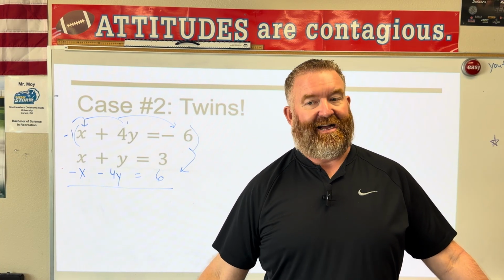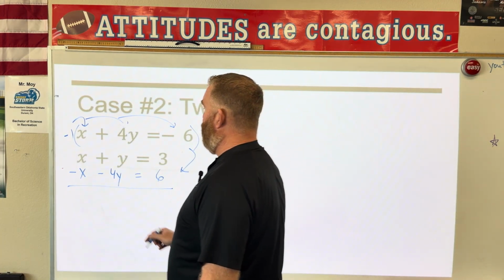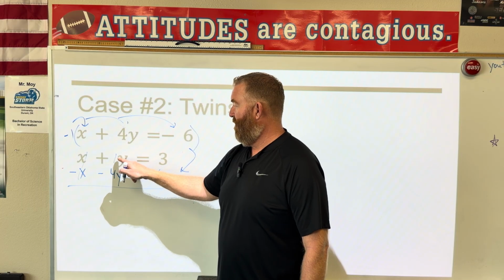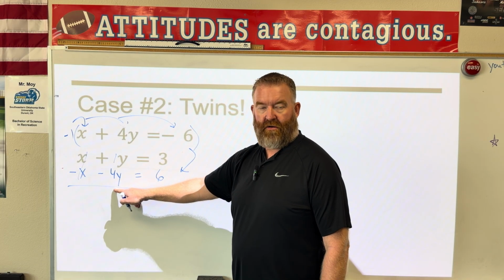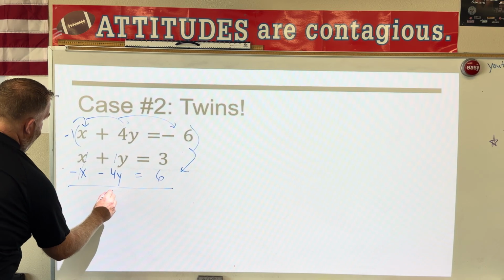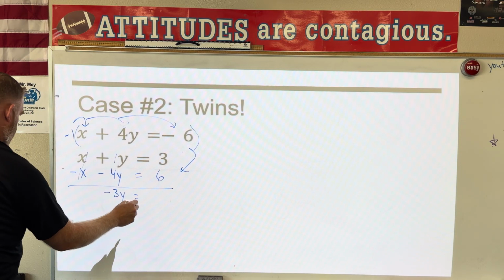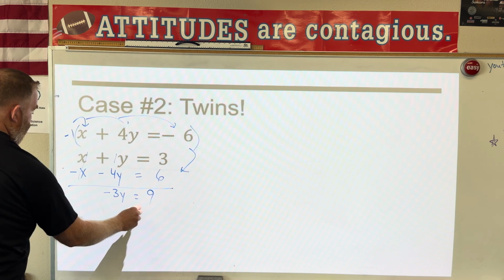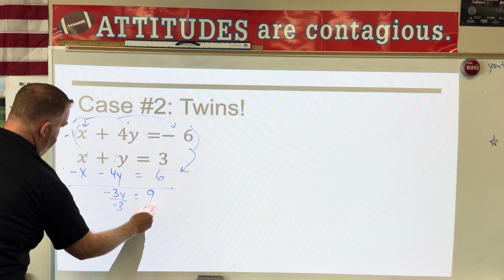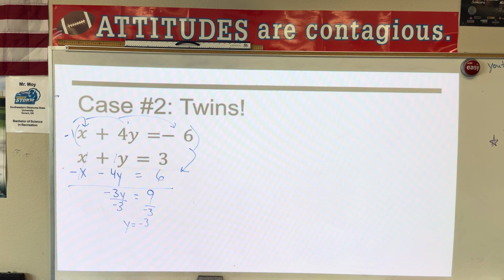Are you guys like, okay? I see a lot of nodding. You're like, okay, I can do this. All right. What cancels? X or Y? X. What is 1? This is 1y. What is 1 minus 4? What's 1 minus 4, guys? -3y. And then what is 3 plus 6? 9. Now I just solved that little one-step equation. -3, -3. Y equals what? -3. There's my y.